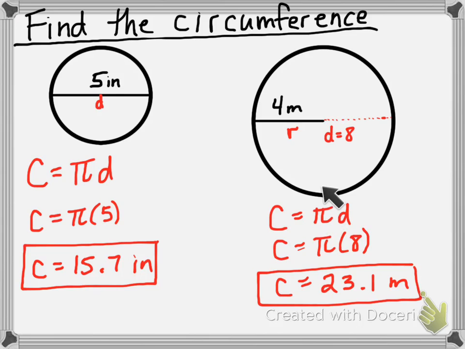In other words, if I cut the circle and laid it out in a straight line, then this one would be 23.1 meters long, approximately. That's why we do not have inches squared or meters squared for circumference, only for area. Alright, now let's move on to the new part of today's lesson, and that's area of circles.